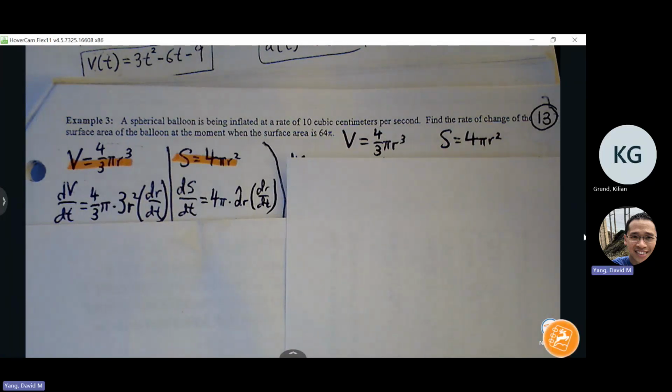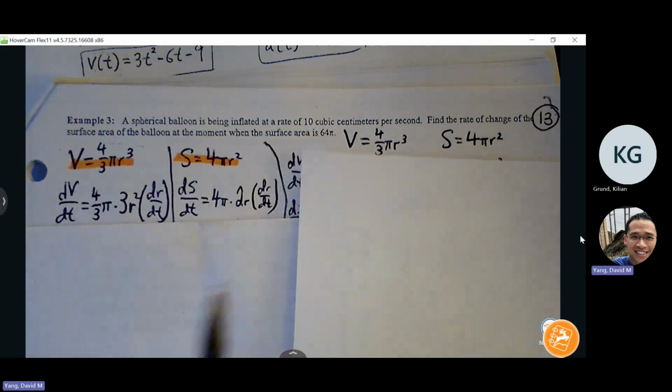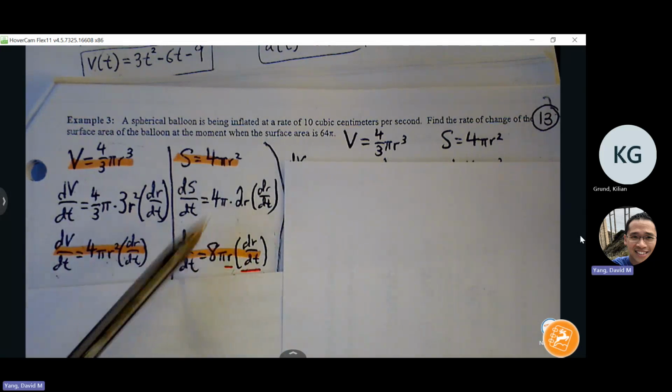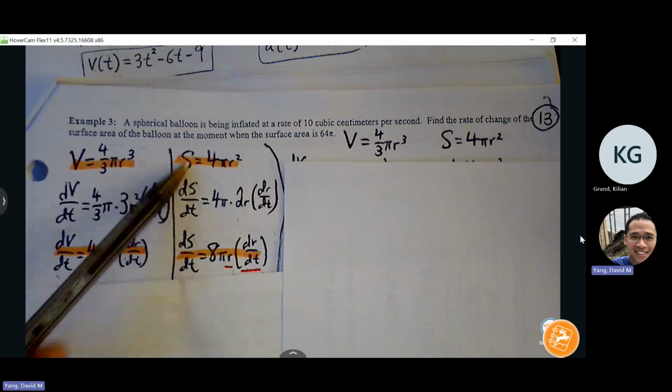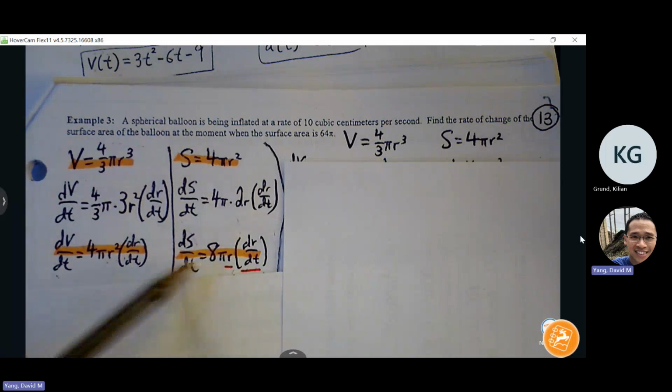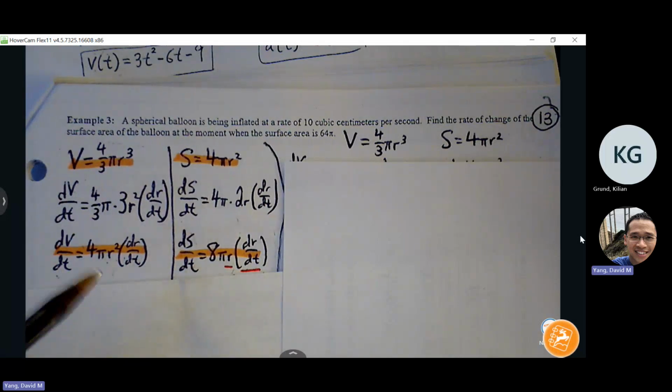Okay, good so far. So now I'm going to clean both of these equations up. Get the 3's to cancel out here. Clean this up here. So now I have everything in front of me. I have my volume, my surface area, my dV/dt, my dS/dt. Everything that I need to solve is going to be coming from one of these equations or a combination of them.